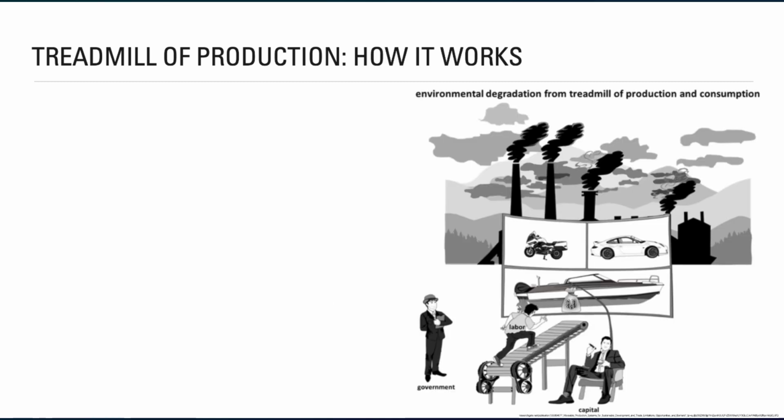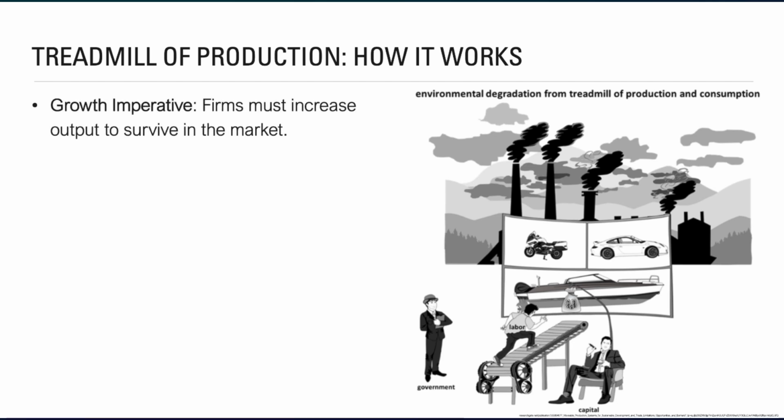Let's break down how this works into 4 key components. First, there's the growth imperative. In capitalist economies, firms must expand or risk being outcompeted. This drives technological innovation, but it also intensifies resource use. Because efficiency gains don't necessarily reduce environmental impact. They often lead to more production overall. This phenomenon is known as the Jevons paradox.